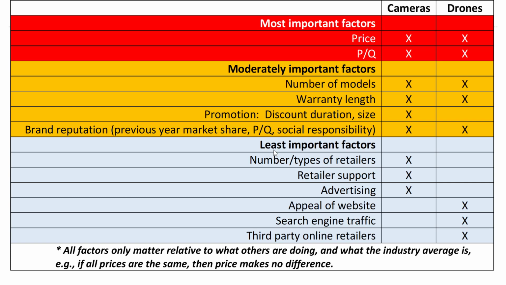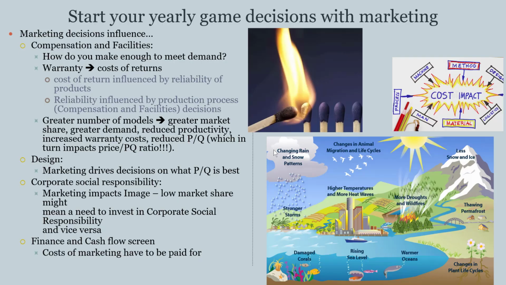In addition, the least important factors are going to be retailing, website advertising, search engine traffic, third-party online retailers, things like that. So keep that in mind: what's important, what's not important, or less important for marketing. So again, I would start the game with the marketing screen, and those decisions then flow into a need to work on some other screens.